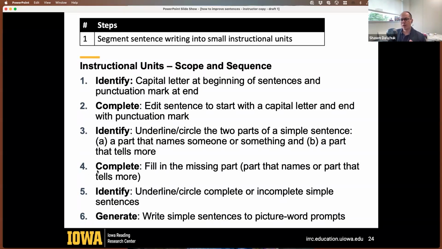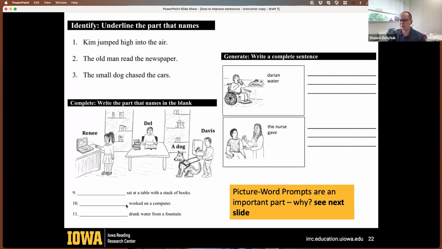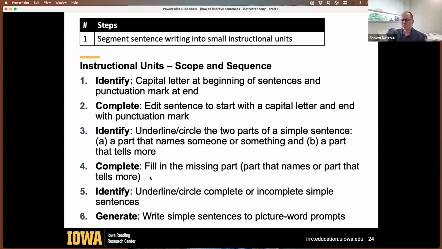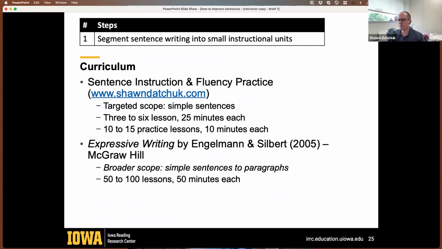Then we have complete, where after identifying the parts, students are actively trying to complete a fill in the blank, pretty similar to something like this: blank sat at a table with a stack of books, blank drank water from a fountain. Then students can identify, so they underline or circle complete or incomplete sentences, and then finally they can generate, writing simple sentences. So in these six instructional units, spread out across time, just in a couple days, we can get students to pick up on the basic building blocks of a simple complete sentence. And again, the curriculum is for free on my website.